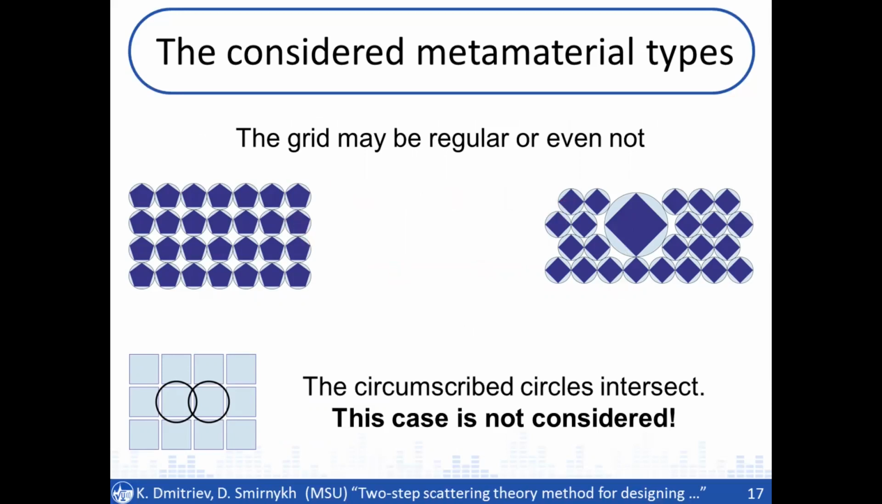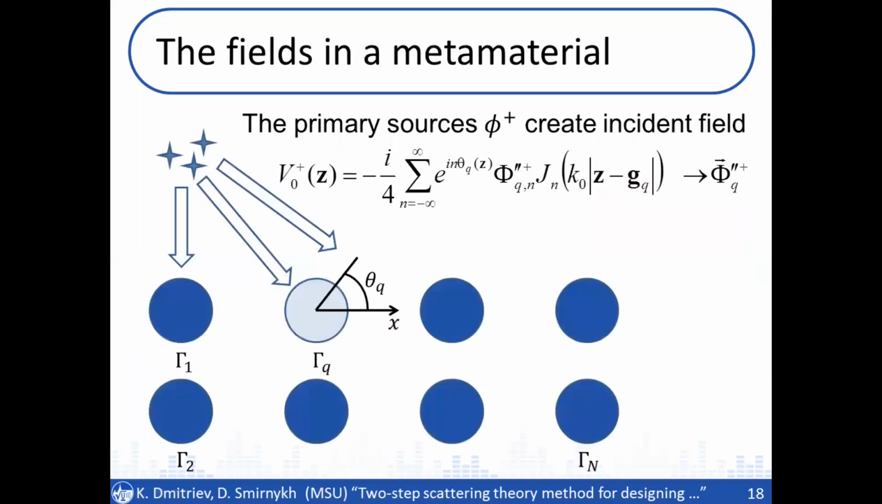However, there are special cases that are not considered. For example, here we have a square grid with square inhomogeneities, and the circles do intersect. So this case is not considered. The primary sources are located outside the grid. Let's consider the element with the number q.